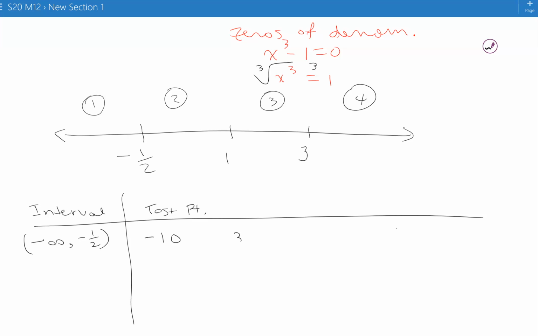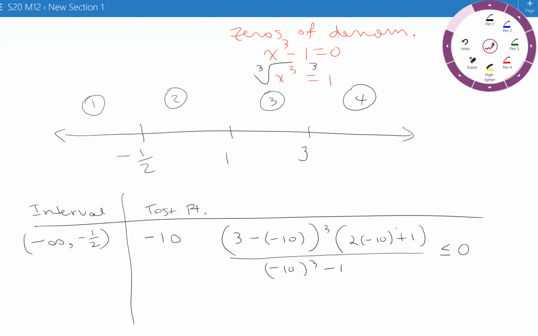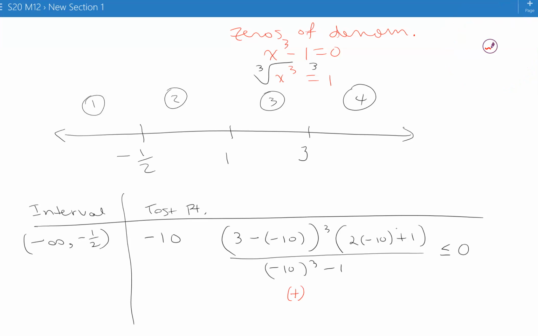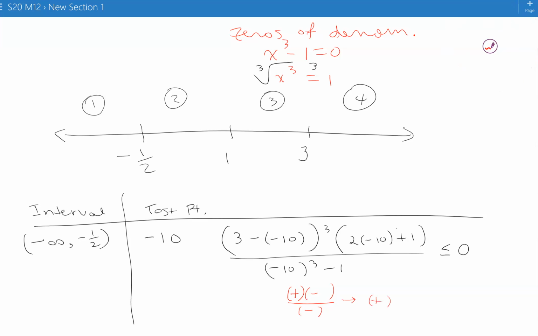Then the other efficient thing about this is if I put 3 minus -10 cubed and 2 times -10 plus 1 over -10 cubed minus 1, all I want to know is about the sign of this, whether it's positive or negative. I don't care what number it is. So I make a little sign chart and I say 3 plus 10 cubed, that's going to be positive. -20 plus 1, that's going to be negative. And -1,000 minus 1, that's going to be negative. Just a negative number, sorry. So that gives me a positive result, which is not smaller than 0, so I do not want that piece of the number line.